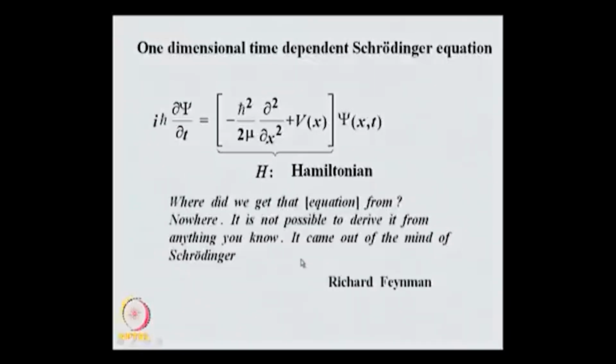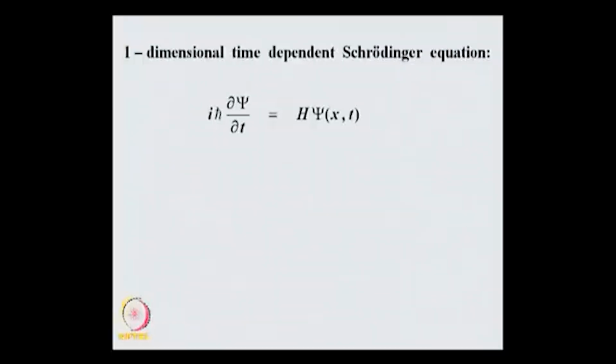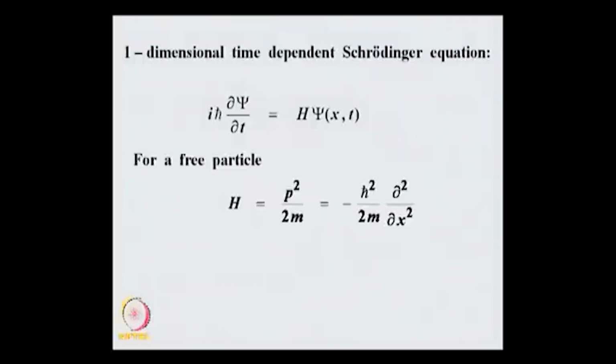So, as Feynman has written, where did we get that equation from? Nowhere. It is not possible to derive it from anything you know. It came out of the mind of Schrodinger. Actually, we did give a heuristic derivation of the Schrodinger equation, but that lacked rigor. So, we say that the Schrodinger equation came from the mind of Schrodinger.